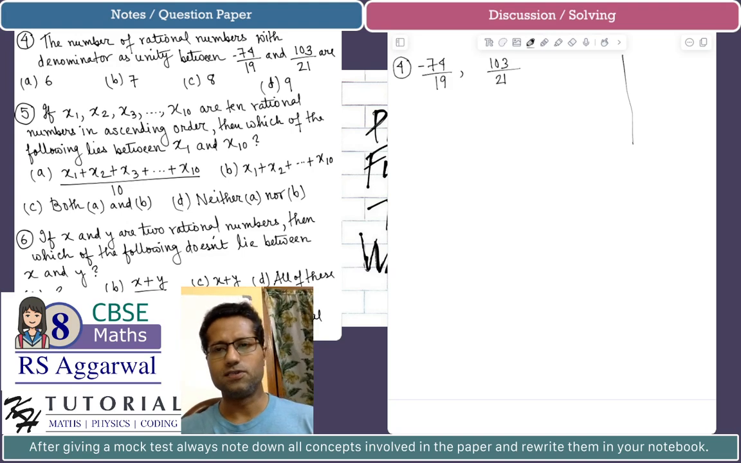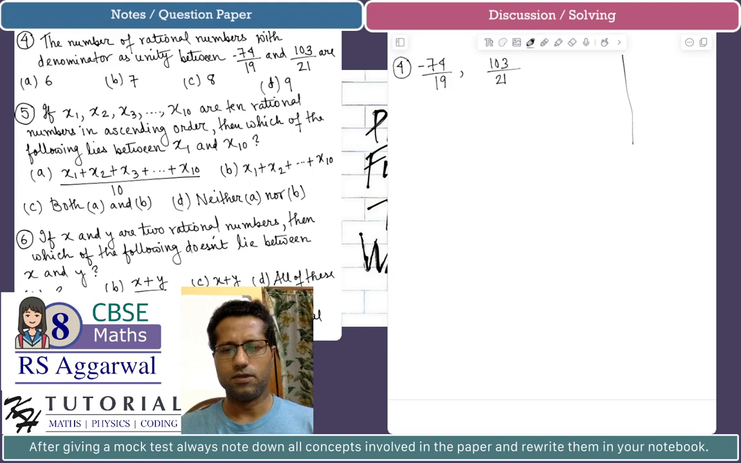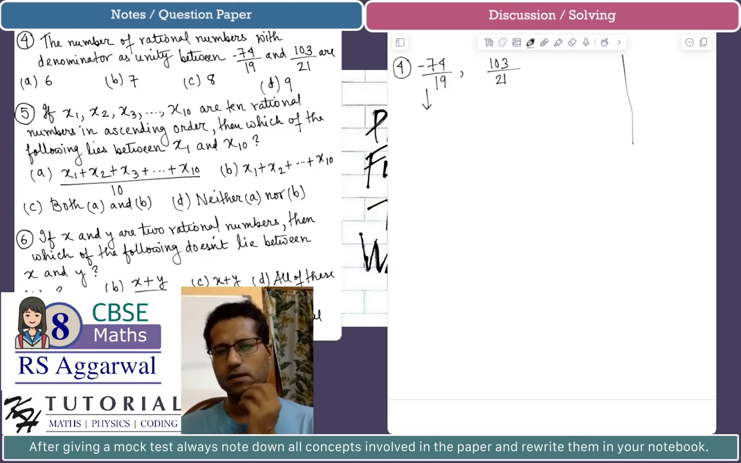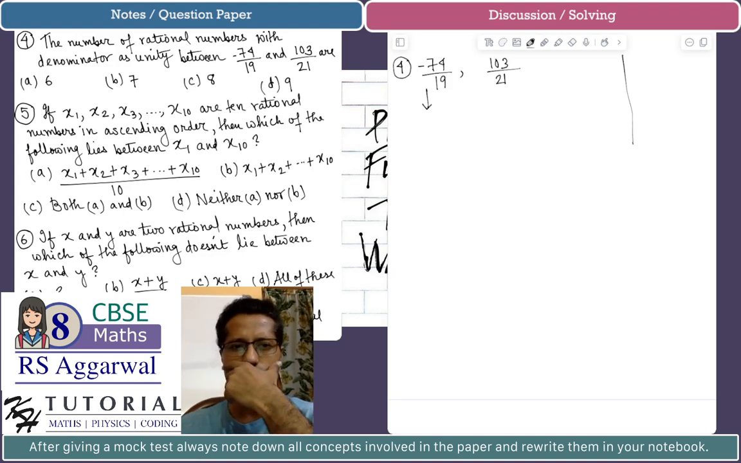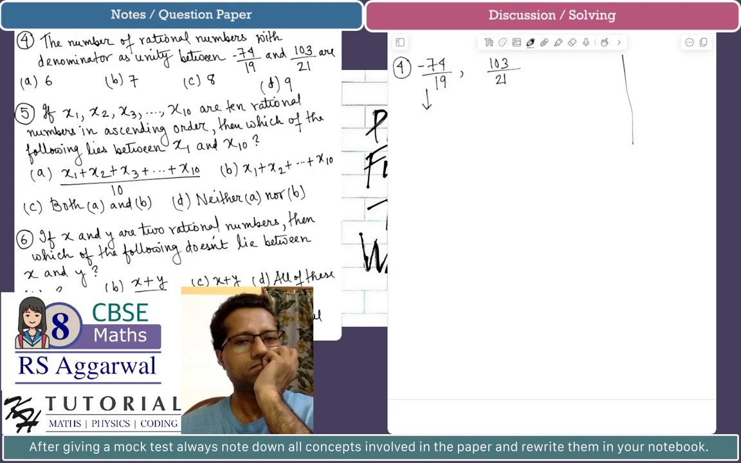Now also we see that both the numbers are improper fractions. By improper fraction I mean irrespective of the sign. If you ignore the sign, the numerator is greater than the denominator. So if you write it in the mixed form, now the number of rational numbers between, okay.